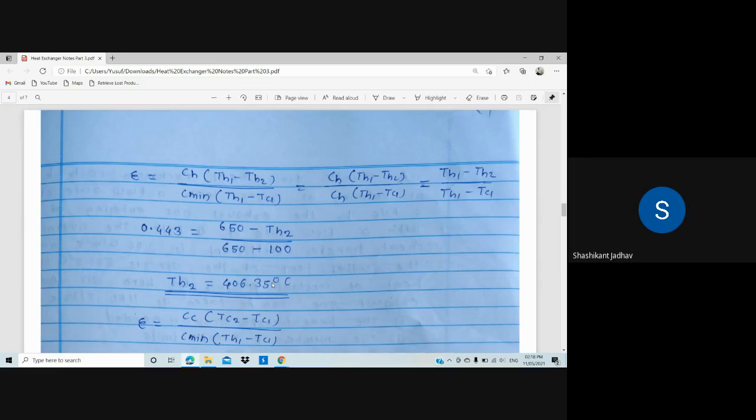Okay, so this is the way by which we have to calculate the outlet temperature for the counter flow arrangement. And similarly we have to do the calculation for the parallel flow arrangement.